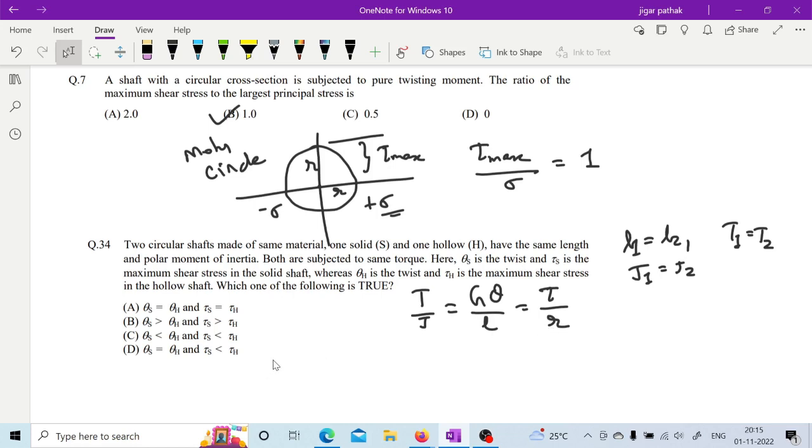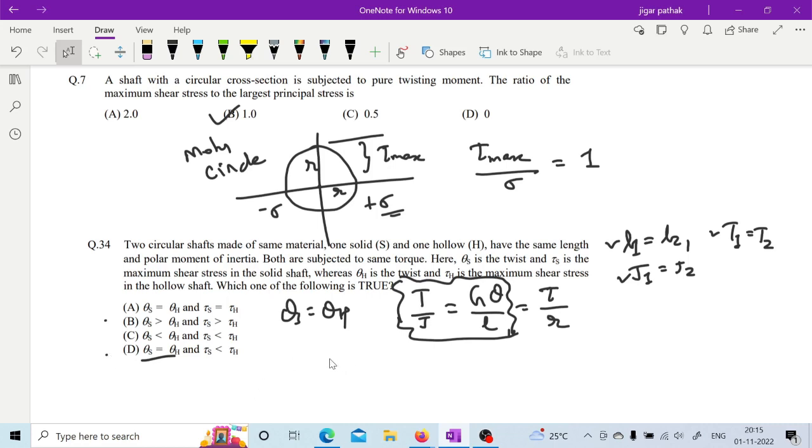If you consider theta, T and J are the same and L is also the same. J, L, T all are the same. So if you focus on T upon J is equal to G theta by L, you can say that theta s is equal to theta h. So the first part is clear, whether B or D may be the correct answer.